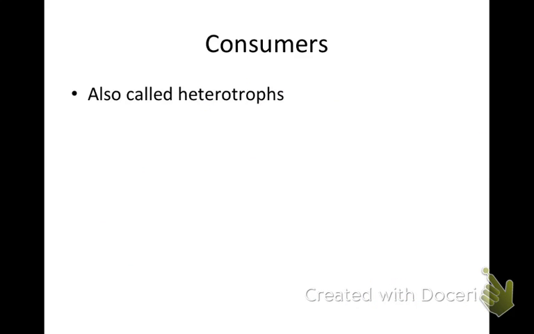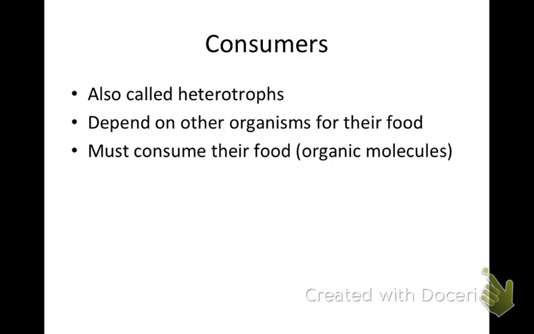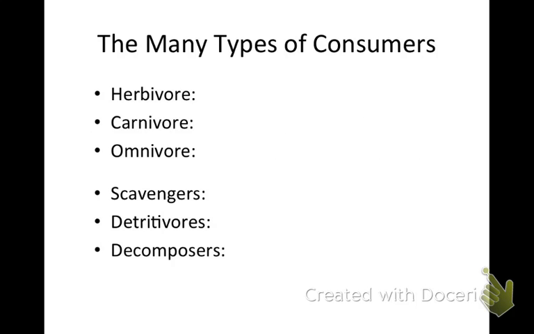Your consumers are also known as heterotrophs, so they're your different or outside feeders. They depend on other organisms for their food, and they have to consume that food, those organic molecules. So when you look at the many types of consumers, you are probably all familiar with herbivores, the ones that eat only producers. That does include bacteria, especially things called zooplankton. So they would eat your phytoplankton, your algae, and your cyanobacteria. Zooplankton is spelled zoo and then plankton, but we pronounce it zooplankton.